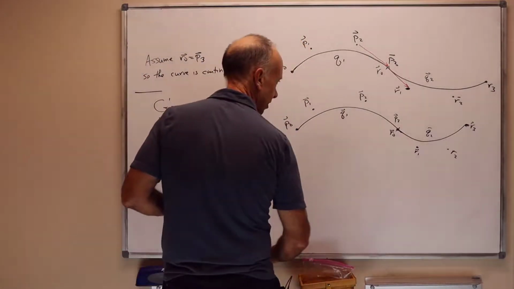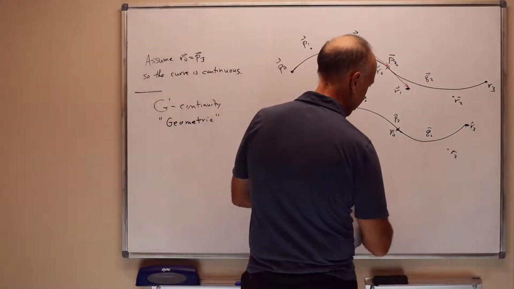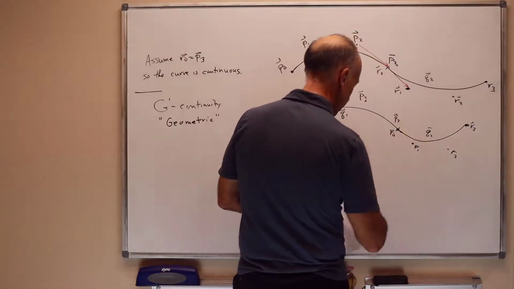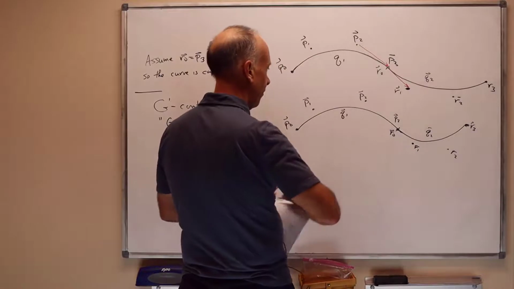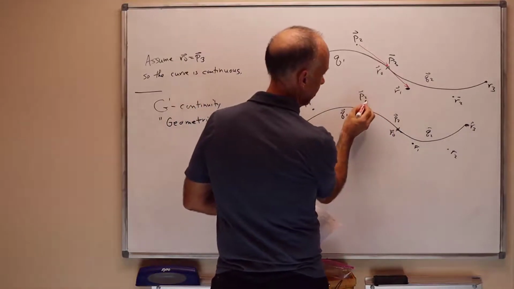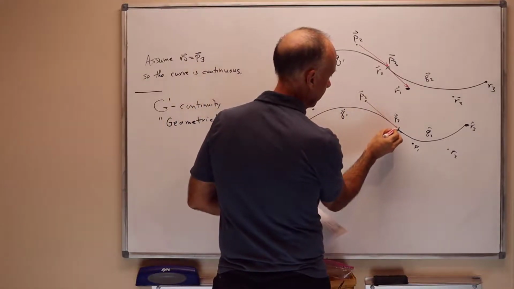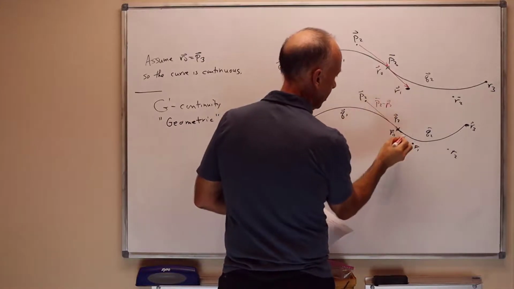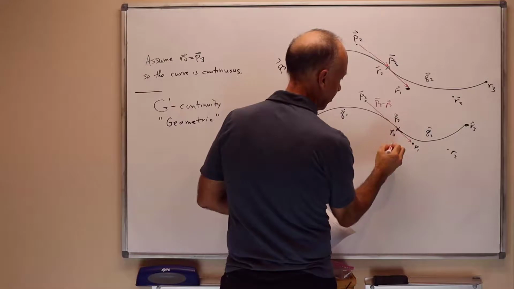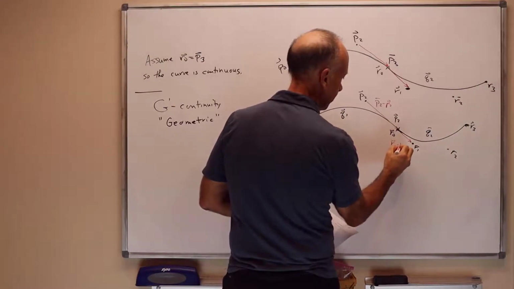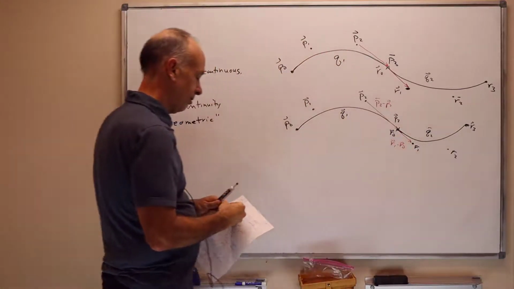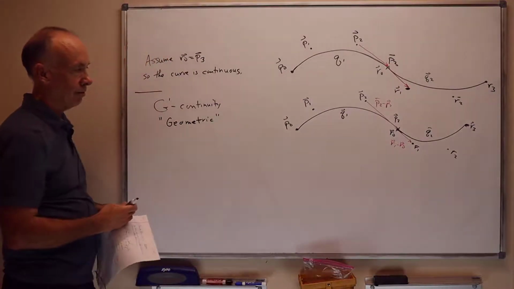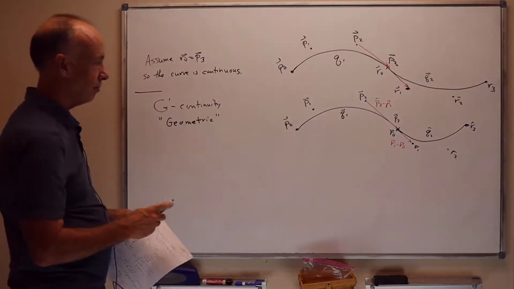Maybe I should exaggerate that a little bit more. Let's put R1 a little bit closer here. And the point is that if you draw P3 minus P2, and you draw R1 minus R0, those two vectors are not equal. So we do not have continuous first derivatives at u equals 1.